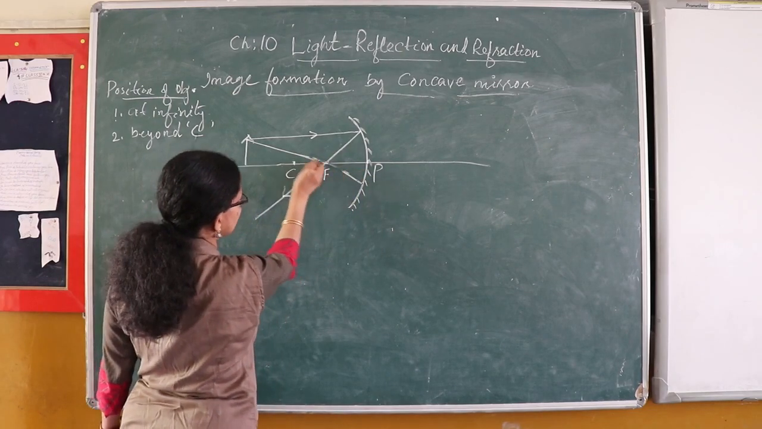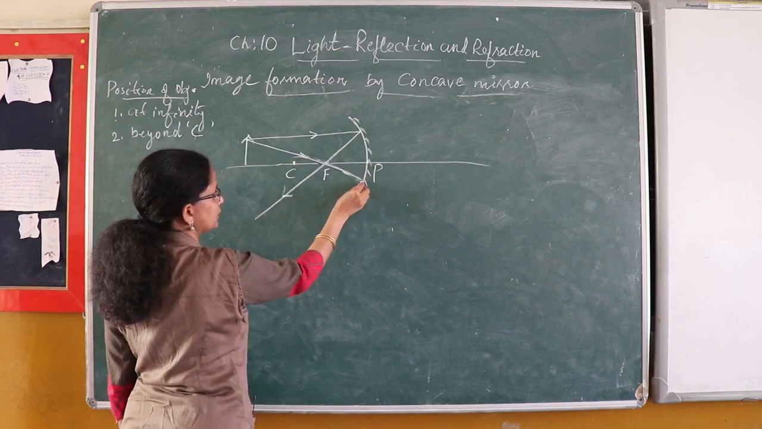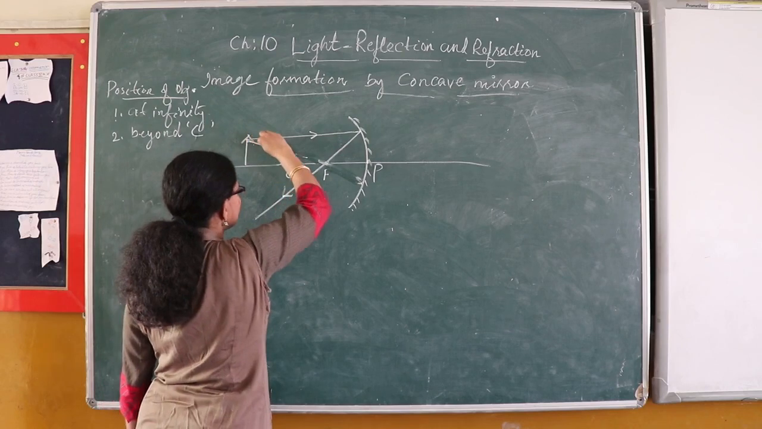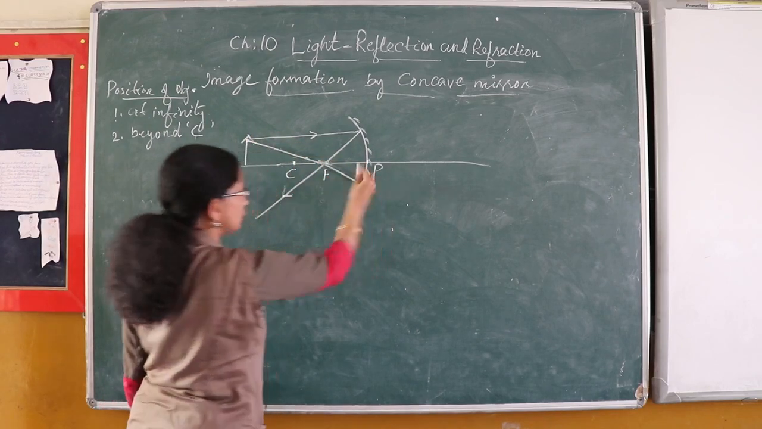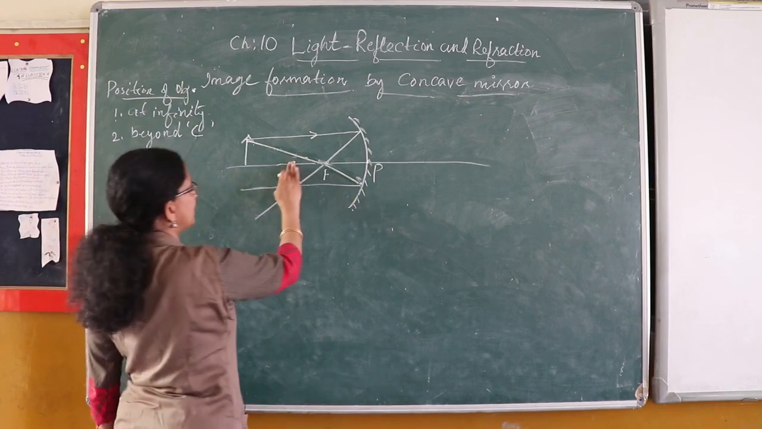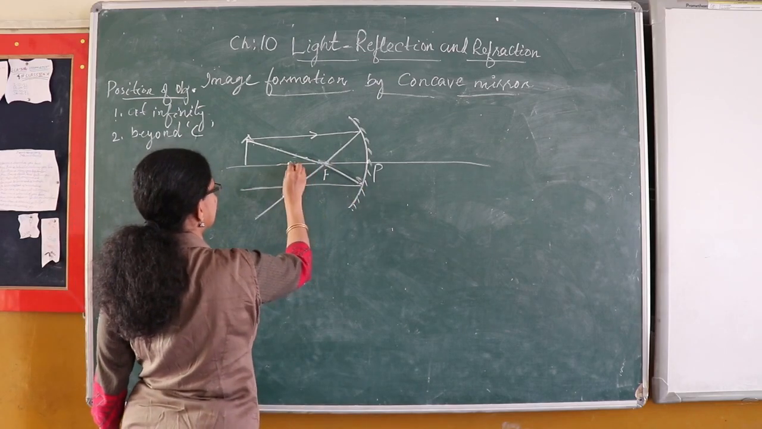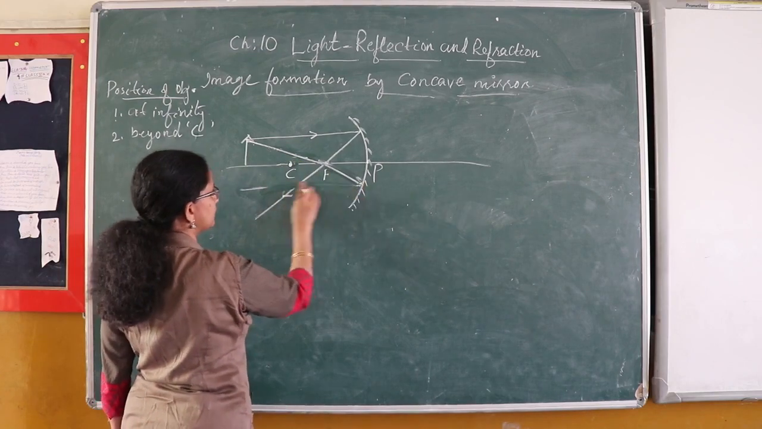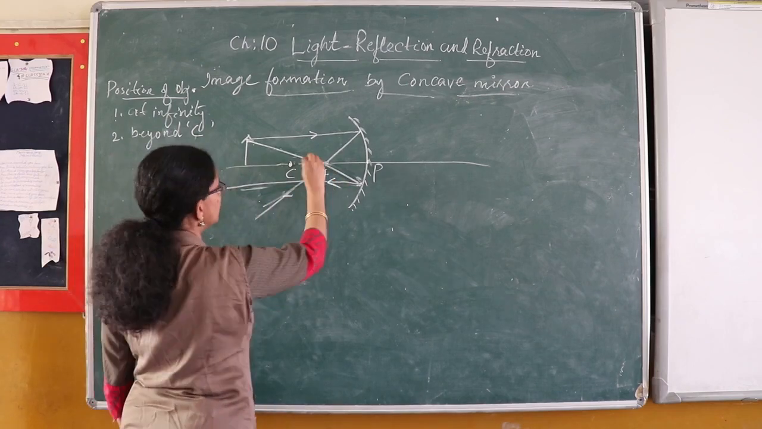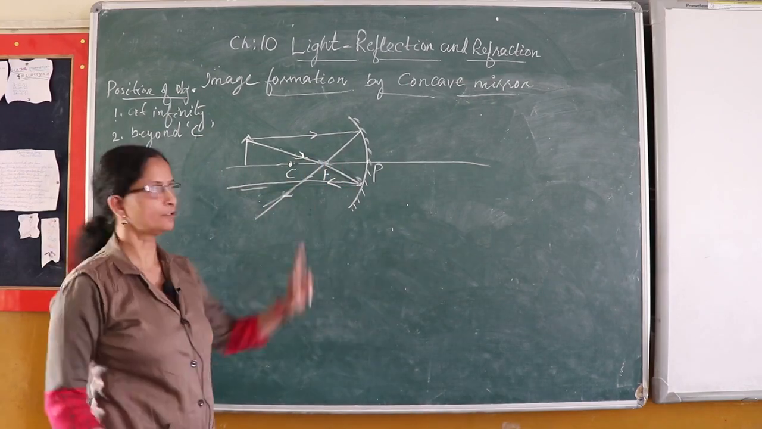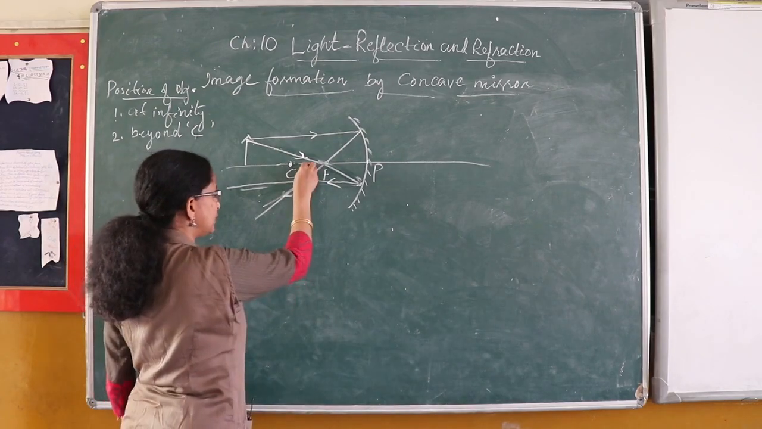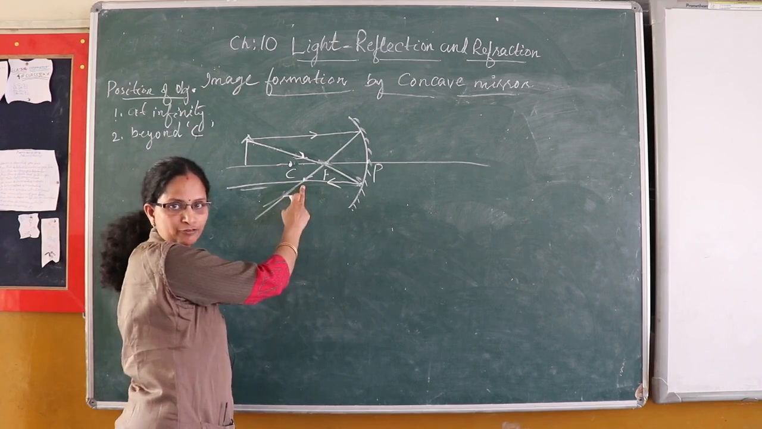After reflection it becomes parallel. The ray that is coming through the focus strikes the mirror, and after reflection it becomes parallel to the principal axis. So we can see here these two light rays after reflection meet at a point somewhere here.